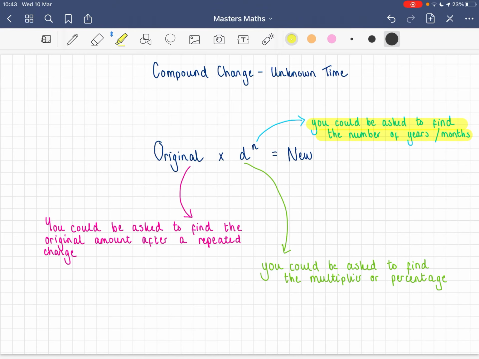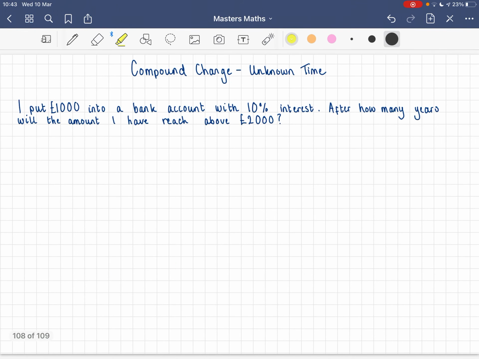And then the final video that I will make will be about finding the actual multiplier or the percentage that it has been increased or decreased by. But we'll do that in the next one. That's the most difficult. This one is a little bit tricky, but it's actually a lot of trial and error, which makes it just a little bit more long-winded. But anyway, let's have a look at how we do it.